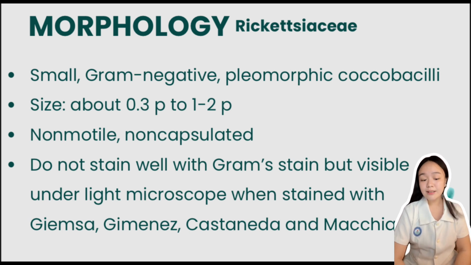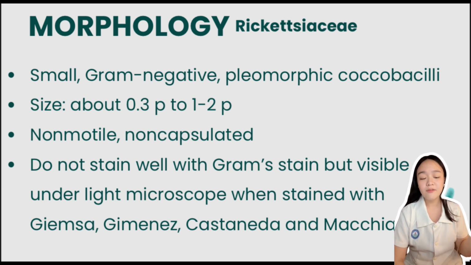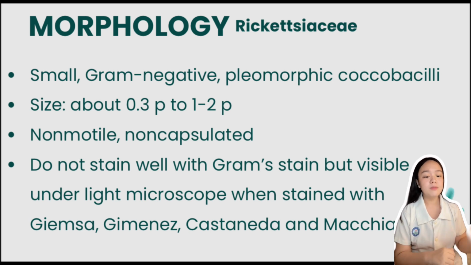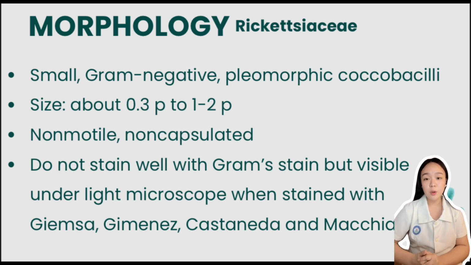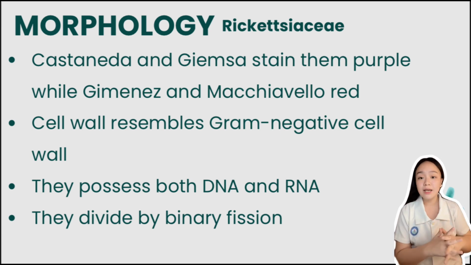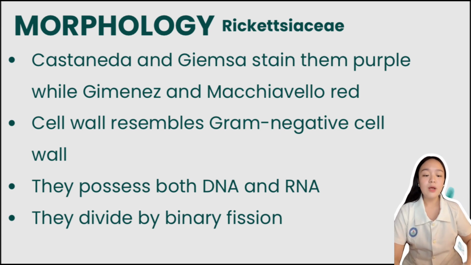So, unlike other bacteria na parang they can move freely through their flagella and they can protect themselves through their capsules, itong si Rickettsiaceae is wala siya. They are non-motile and non-capsulated. They do not stain well in gram stain, but they are visible under light microscope. And they are also visible pag na-stain sila on other staining methods like the Giemsa, Gimenez, Castaneda, and Machiavello. But in those staining methods, may iba't iba silang color na kinukuha. So, in Castaneda and Giemsa, they stain purple, while in Gimenez and Machiavello naman, they stain red.